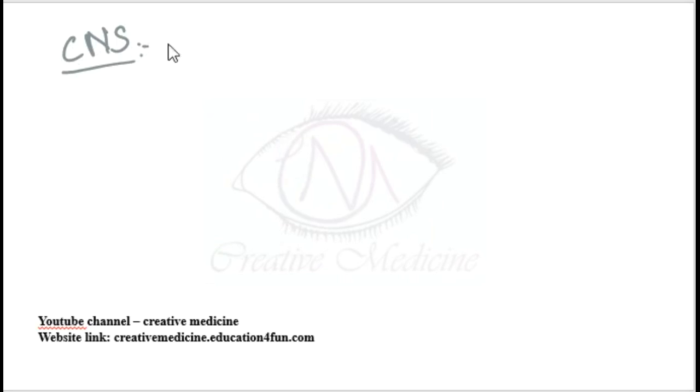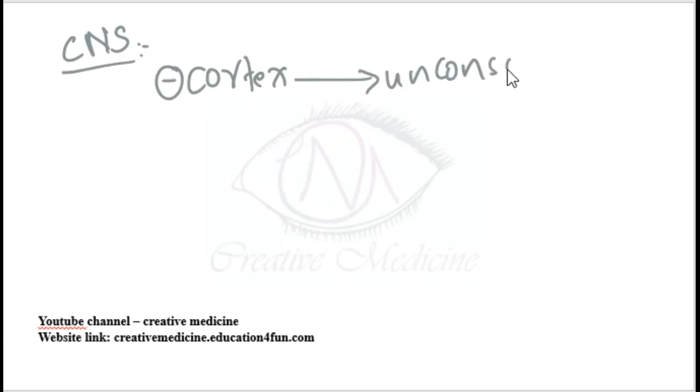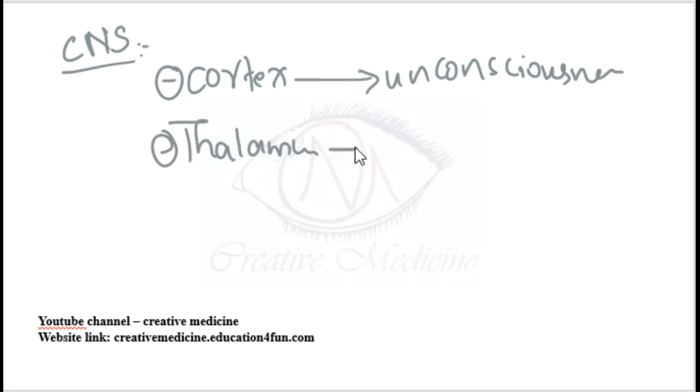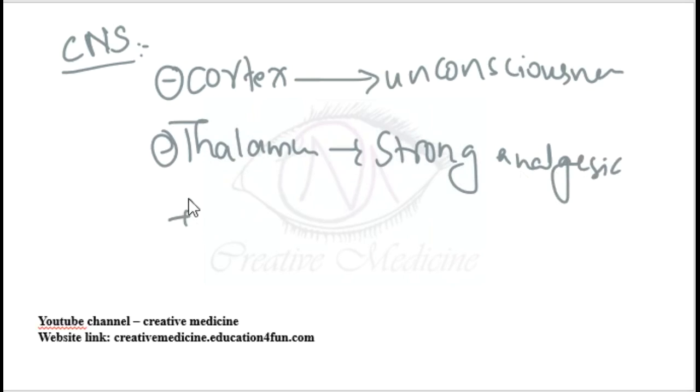Ketamine on the central nervous system: it inhibits the cortex and thus results in unconsciousness. Ketamine inhibits the thalamus and thus it is used as strong or maximum analgesia. Ketamine activates the limbic system resulting in vivid reactions. It increases the intracranial tension. So ketamine is responsible for a cataleptic state.